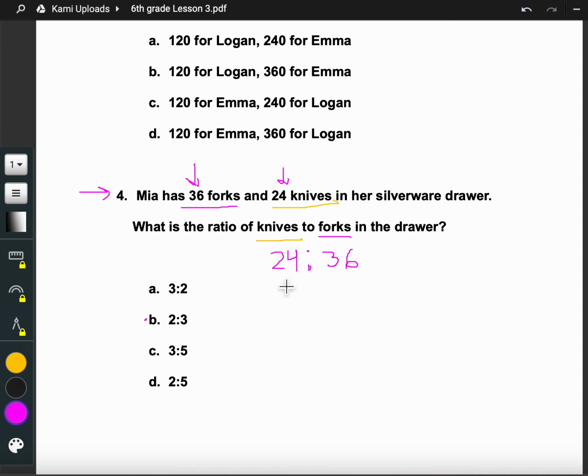Now, if you want to simplify them, we know both of these are divisible by 12. So if we divide 24 by 12, we'd get 2. If we divide 36 by 12, we'd get 3. So in the simplest form, the answer would be 2 to 3. So it would be B for number 4.